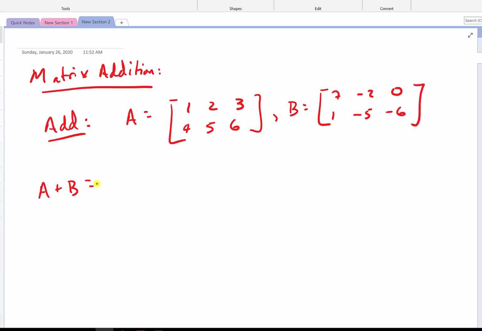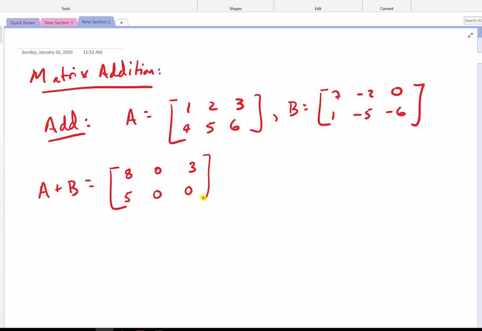Well, it's actually sort of as you would expect. Here is the 1,1 entry of matrix A, and we're going to add it to the 1,1 entry of matrix B. So the first entry of the sum of these two matrices is 8, because we've added together those two entries. When we add 2 to -2, we get 0. When we add 3 to 0, we get 3. This would give us the entry 5, this would give us the entry 0, and this would give us the entry 0. So that's really all there is to matrix addition.